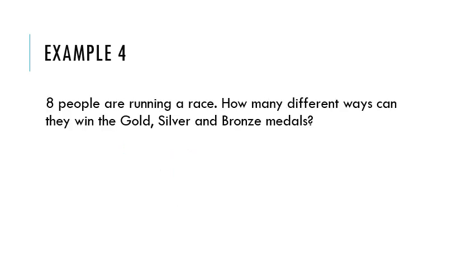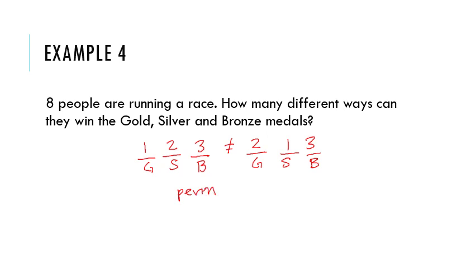All right, example 4. 8 people are running a race. How many different ways can they win the gold, silver, and bronze medals? So this one is a permutation because the 3 different positions are actually different from each other, right? So if person number 1 wins gold, person 2 wins silver, person 3 wins bronze, that's not the same as if you switched the order, right? They get a different medal. Switching it changes things. Order matters. So this one is a permutation.